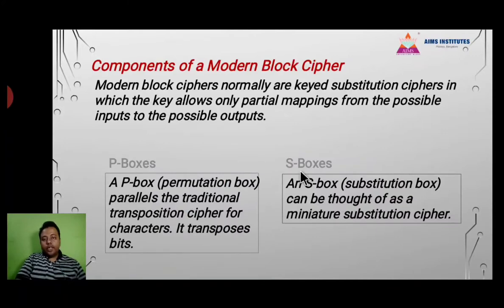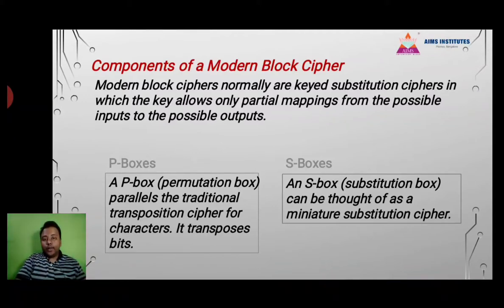It has two major components: P boxes and S boxes. P box stands for the permutation box. This permutation box helps us permute the data, like the traditional transposition cipher that we used to have. It helps in transposing the bits, whether expanding it, shortening it, or passing it straight. This is how the P boxes are used. Next comes the S box. The substitution box can be thought of as a miniature substitution cipher where we can substitute the data.